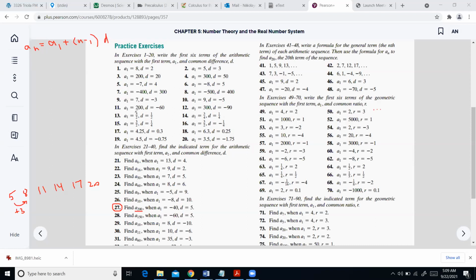A200. Let's try to find what A200 is. And this is going to be a pure formula exercise. We don't want to start with -40 and start to add 5 200 times to it. What we want to do is use in the formula numbers -40 for A1 and D, which is 5, right? So just place those numbers in.